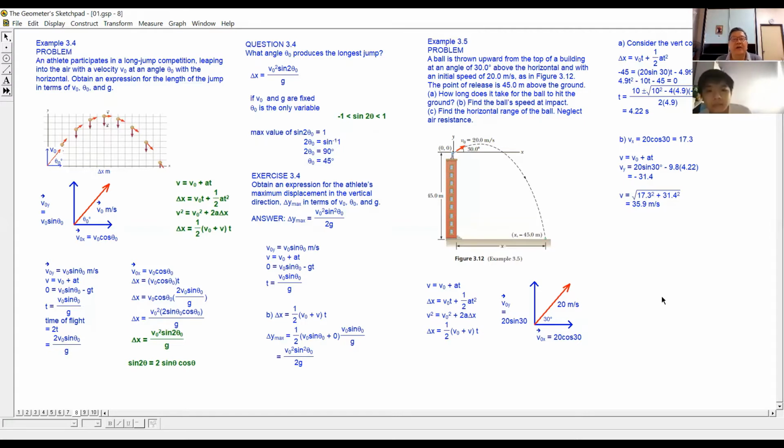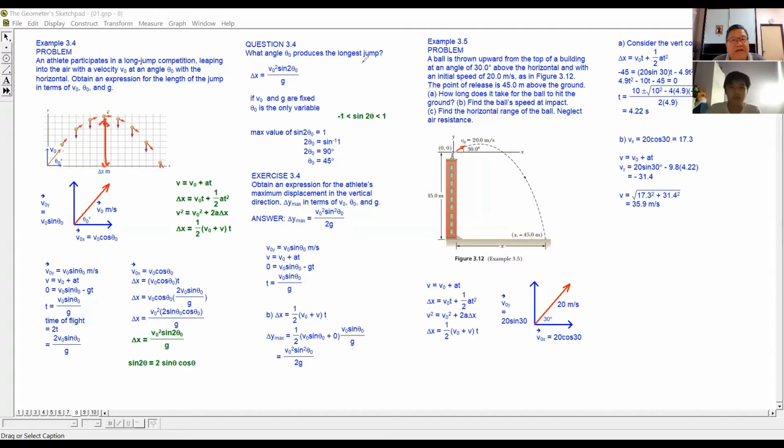Now, earlier on, we derived a general formula for the horizontal distance, the range. Now they want us to derive the formula for the vertical height, the maximum vertical height. This distance here, the maximum height.